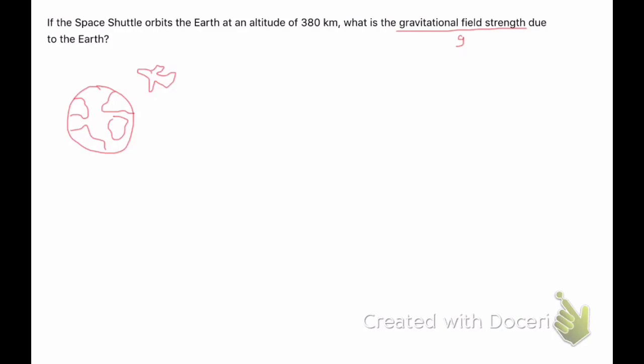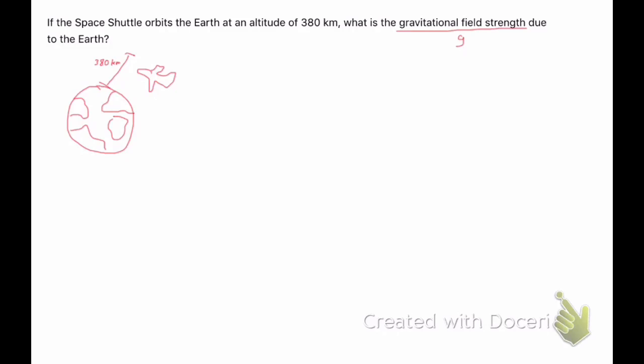There's the space shuttle. And we could say that the distance between the space shuttle and Earth, they said, was 380 kilometers. So we could put 380 kilometers. All right, so that's what we're looking for. And now we're looking for the g. What is that gravitational field strength?